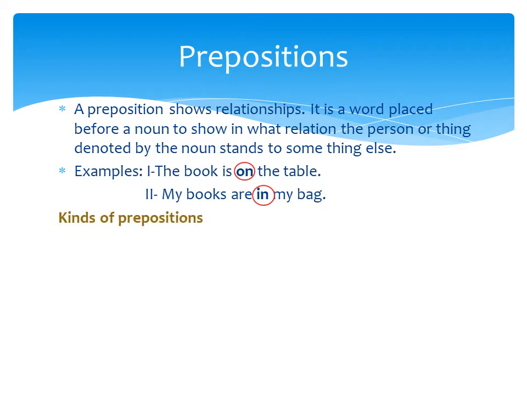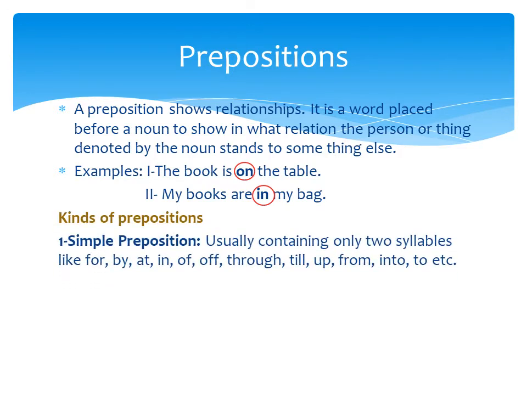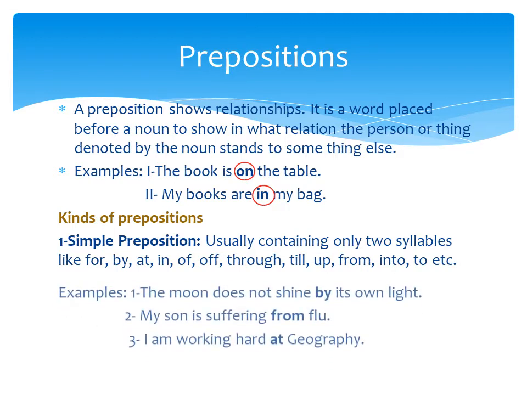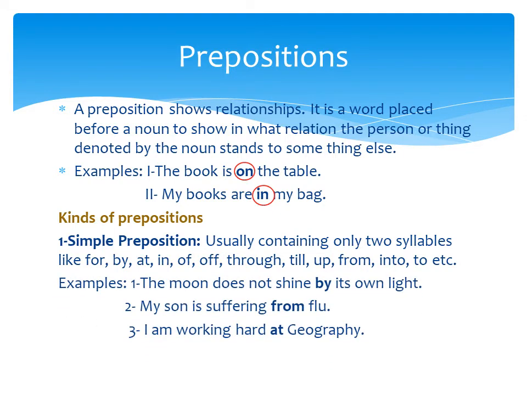Kinds of prepositions. Simple prepositions usually contain only two syllables, like for, by, at, etc. Examples. The moon doesn't shine by its own light. My son is suffering from flu. I am working hard at geography.